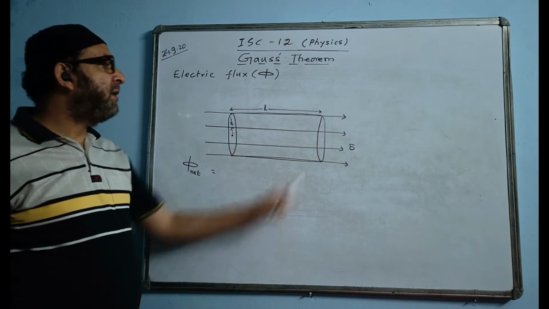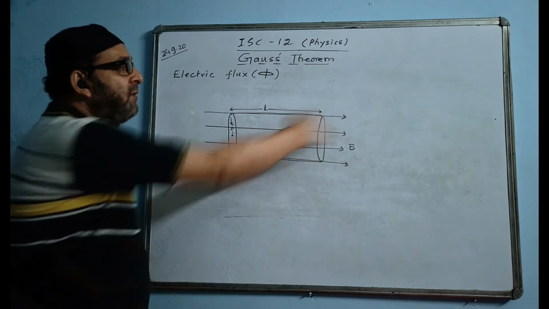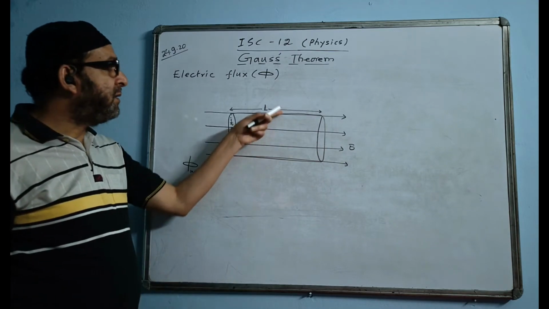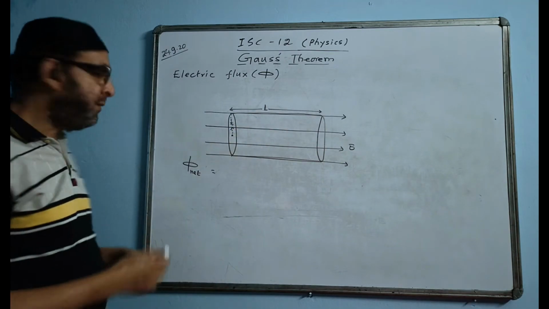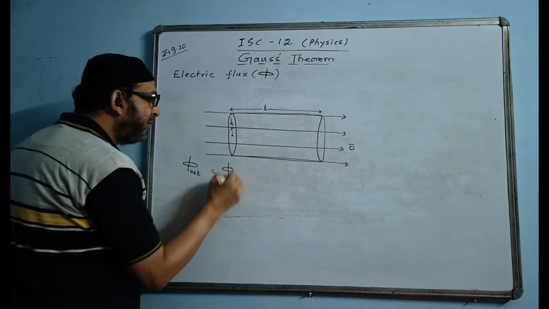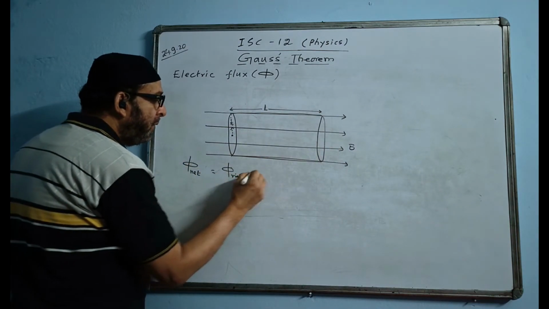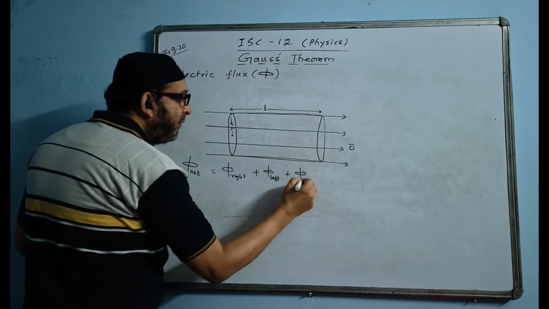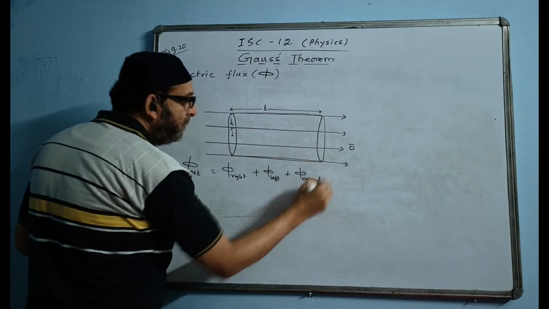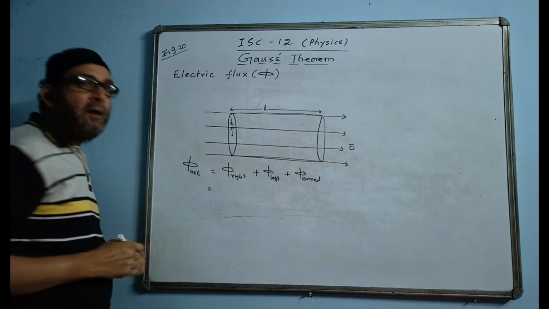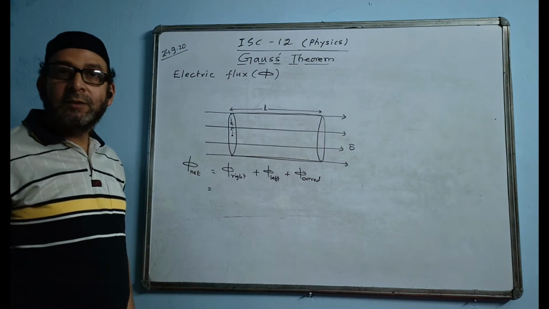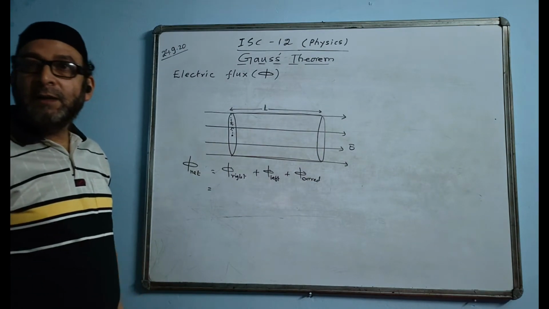We can take the surfaces like this. This is the right side surface, we write phi right. This is left, we write phi left. And this is the curved surface, we write phi curved. So I will write phi net as phi right plus phi left plus phi curved. There are three surfaces, so there will be three fluxes. We simply add them without marking direction, because flux is a scalar. Simple addition will take place.